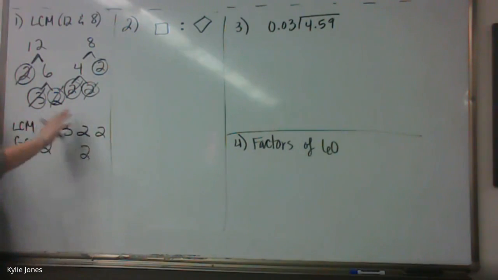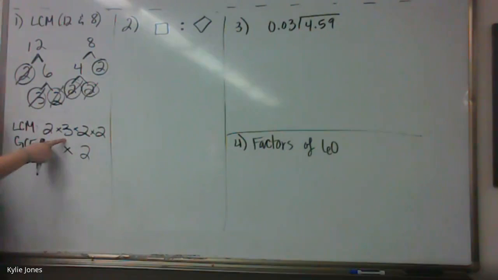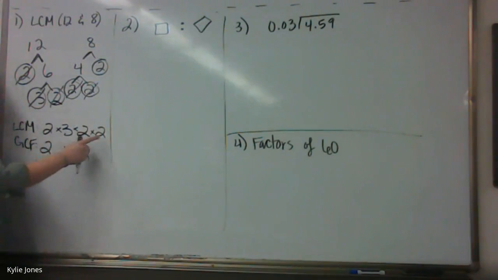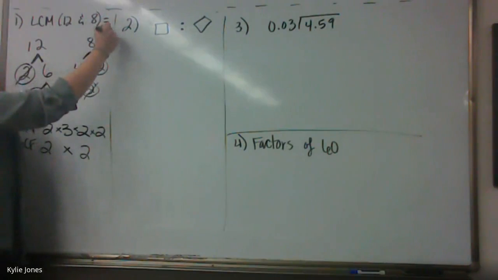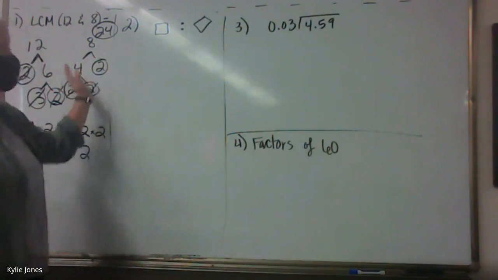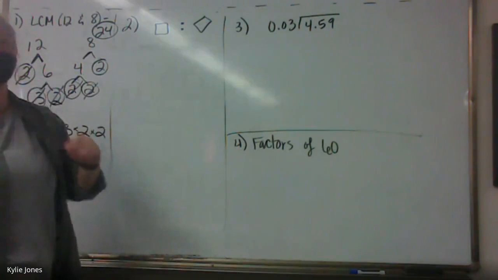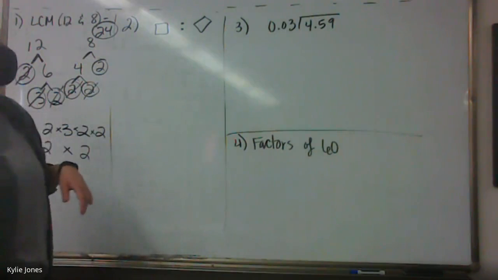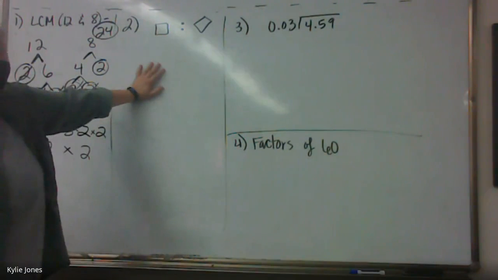And then we can multiply all of our numbers together. So we need to do 2 times 2 times 2 times 3. 24. 2 times 3 is 6. 6 times 2 is 12. 12 times 2 is 24. 24 is your final answer for the least common multiple. So the first multiple that 12 and 8 have in common, if you list all the multiples, is 24. Okay? Number 2, we are comparing squares to diamonds.